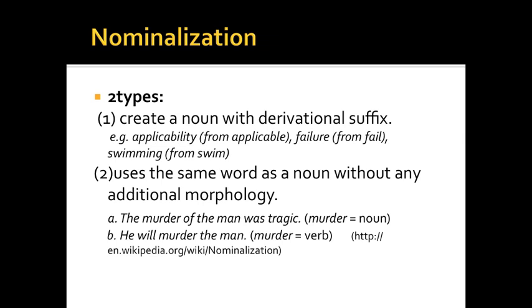And the second type of nominalization uses the same word as a noun without any additional morphology. Like in the first sentence, the murder of the man was tragic. Here, murder is a noun. And also in sentence B, he will murder the man. Murder here definitely is a verb. So we can use it interchangeably as a noun or as a verb.